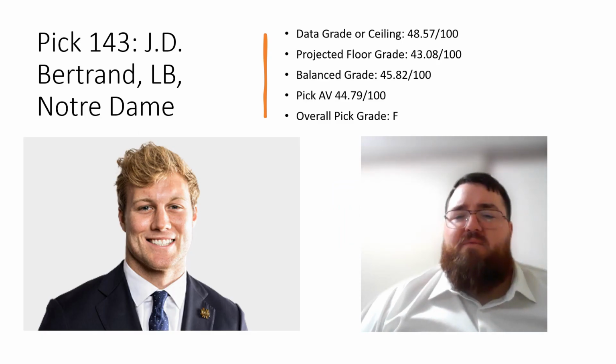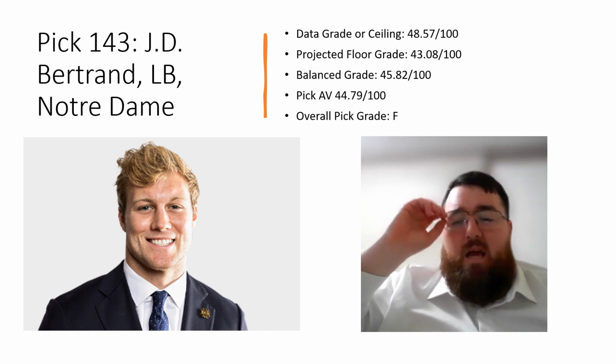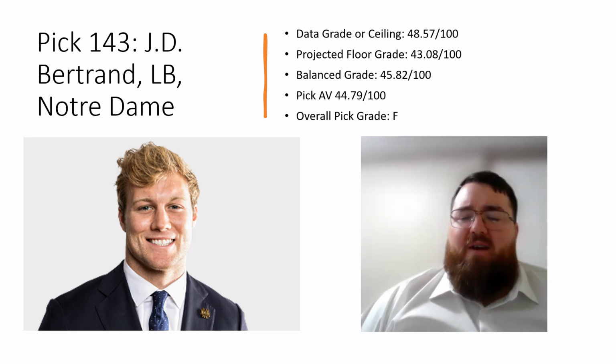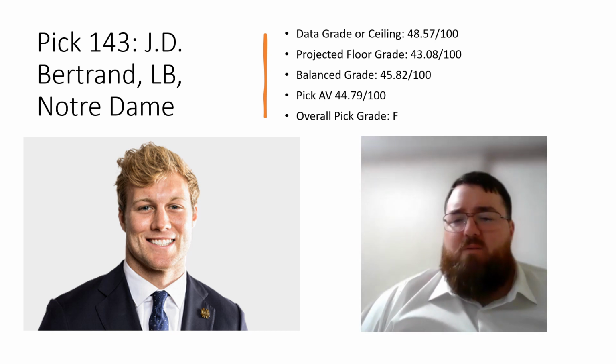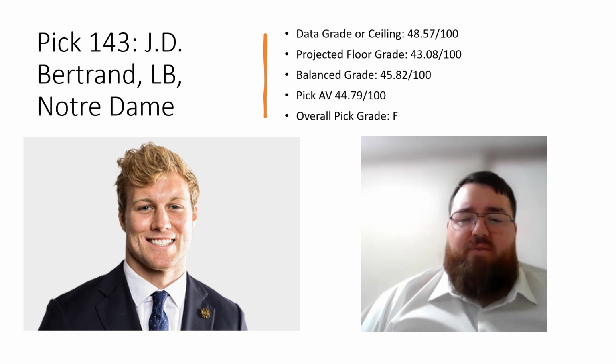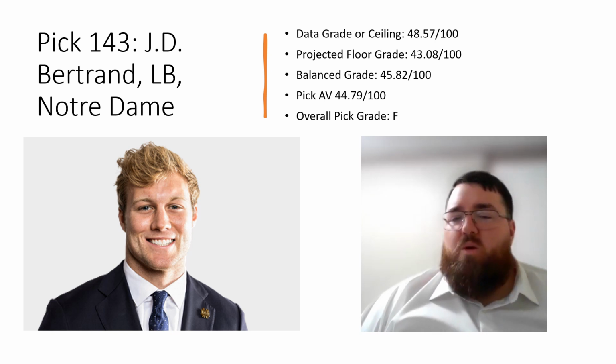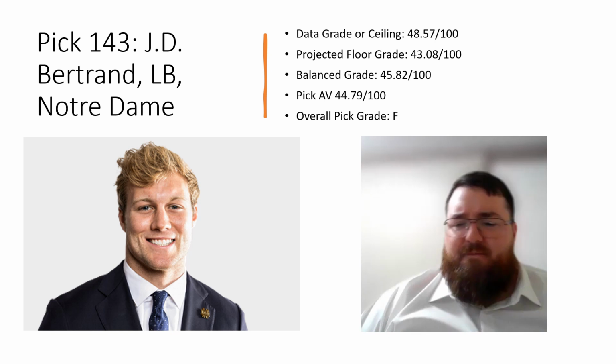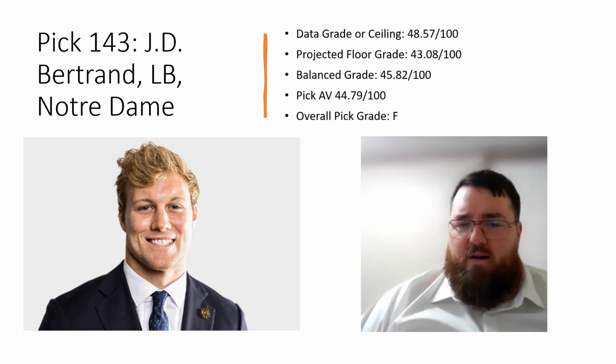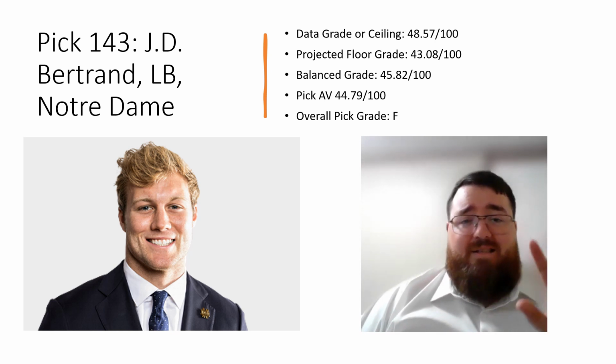Next up, we get to pick 143 with J.D. Bertrand, linebacker out of Notre Dame. Data grade would be 48.57 out of 100. His projected floor grade is 43.08 out of 100. His balance grade would be 45.82 out of 100. And his AV, or pick AV, would be 44.79 out of 100. This would be an F. I know there's a lot of fans of J.D. Bertrand out there, but his overall data is concerning.